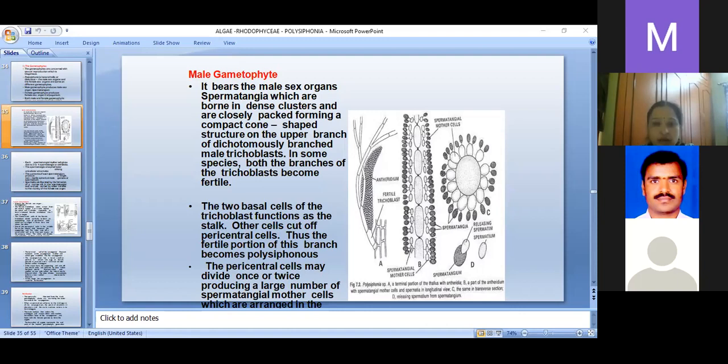After that, the diploid zygote nucleus divides mitotically. What type of divisions are there? The diploid zygote nucleus divides mitotically to form two daughter nuclei. What happened? Two daughter nuclei form: one remains in the carpogonium and the other passes into the axillary cell.